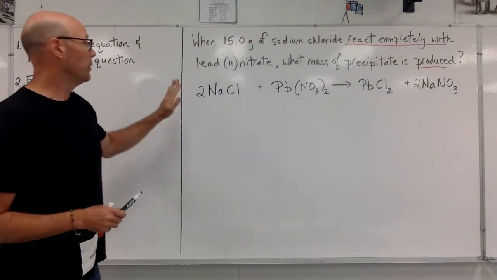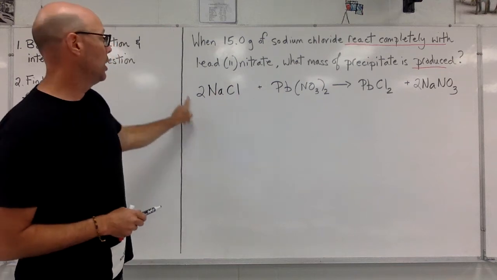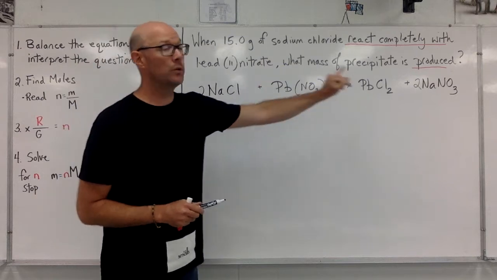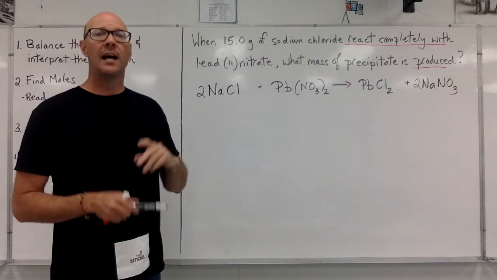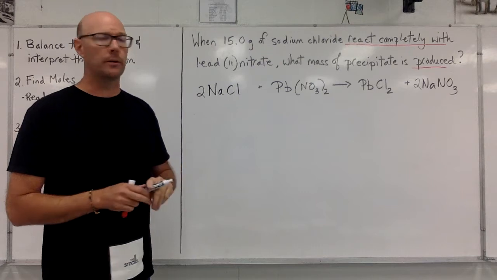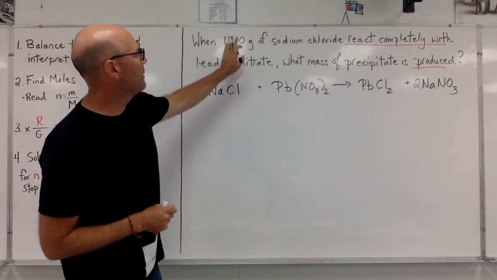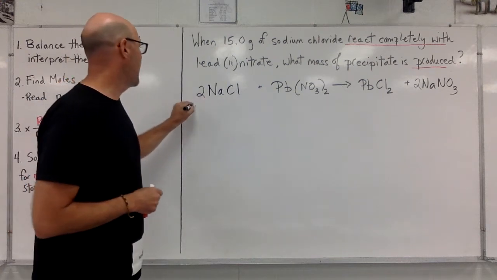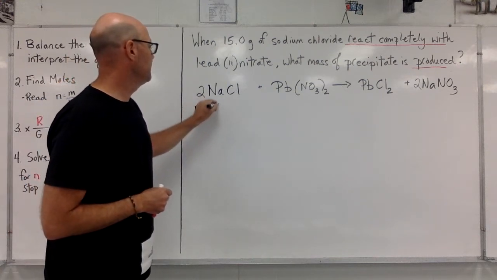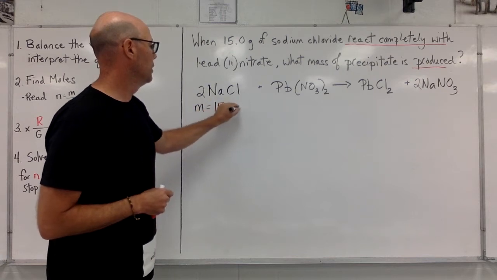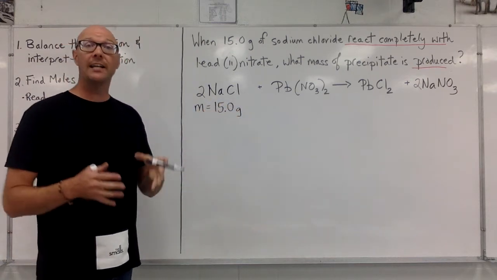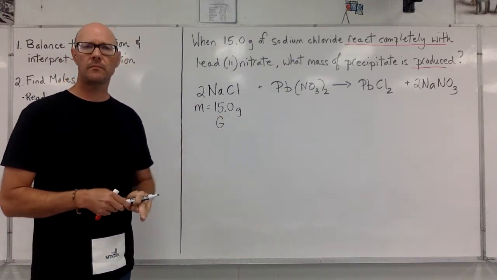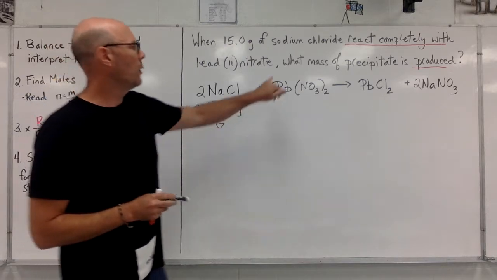When we do that, we have 2 sodiums on either side, 2 chlorides on either side, 1 lead, and 2 nitrates, a balanced equation. Let's get to work with the interpretation. 15.0 grams of sodium chloride. Here's the sodium chloride. It's the mass. 15.0 grams. That number was provided to me in the question. This is the given.